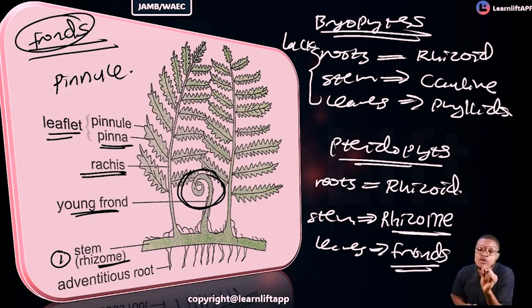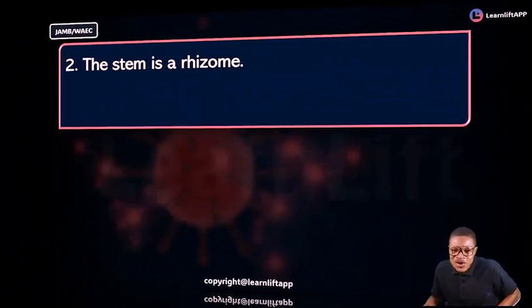And the leaves of your bryophyte are called phyllites, but the leaves of your pteridophytes are called fronds. Does it make sense? You catch this one now. That means you are doing well. Let's go. Look at this very quickly.